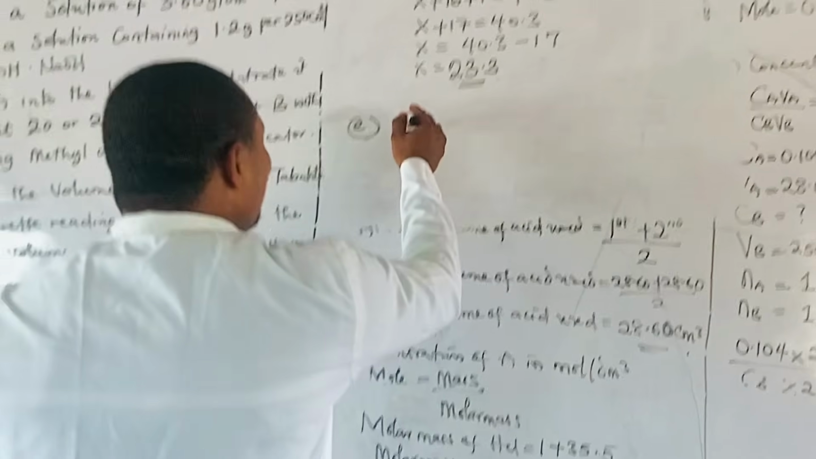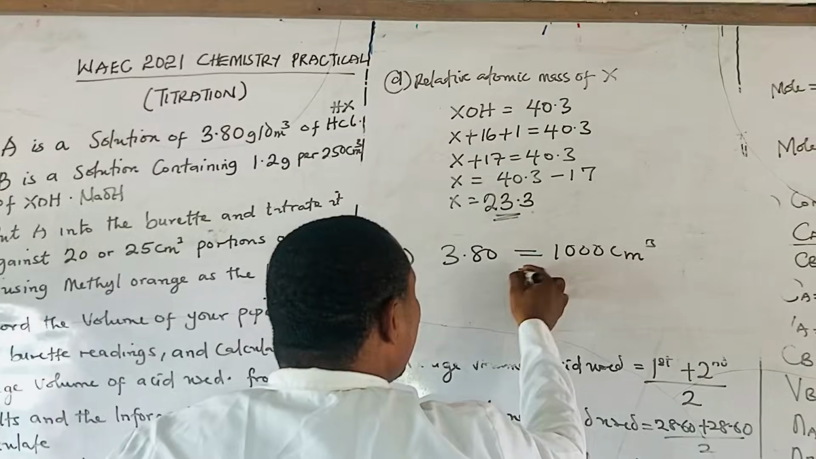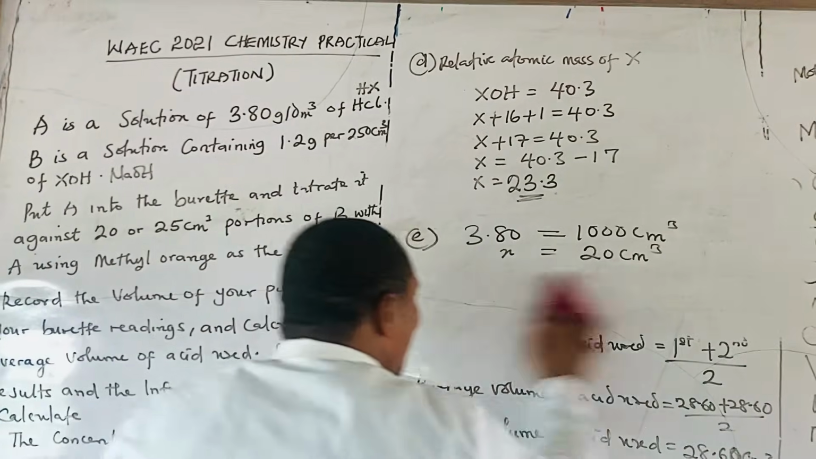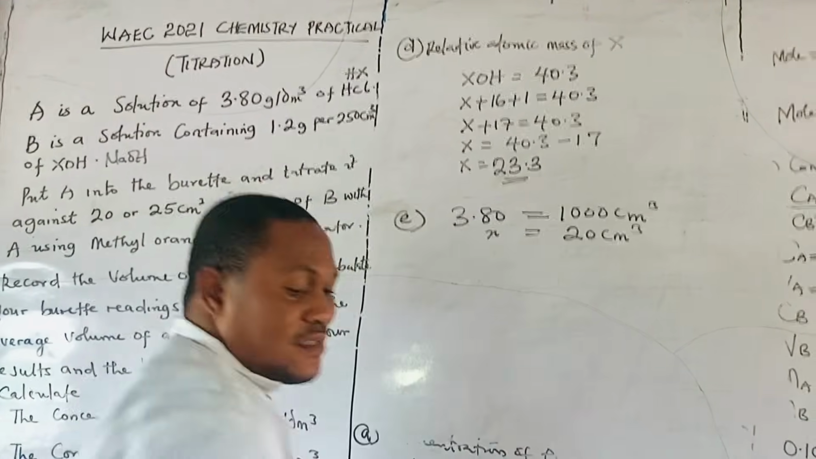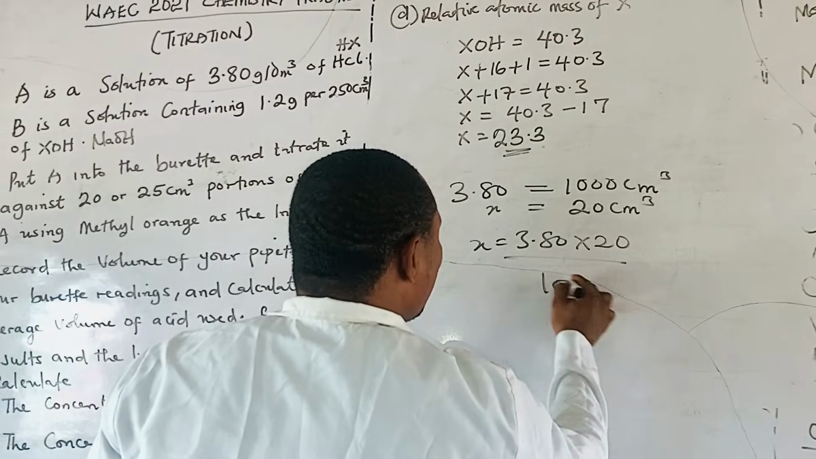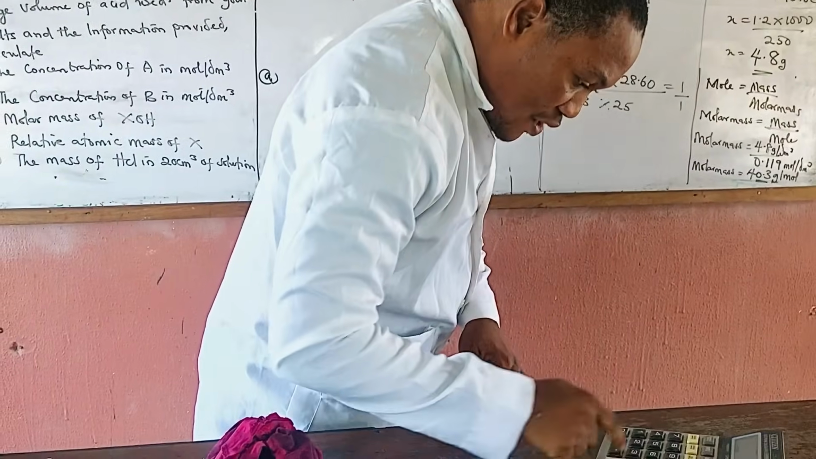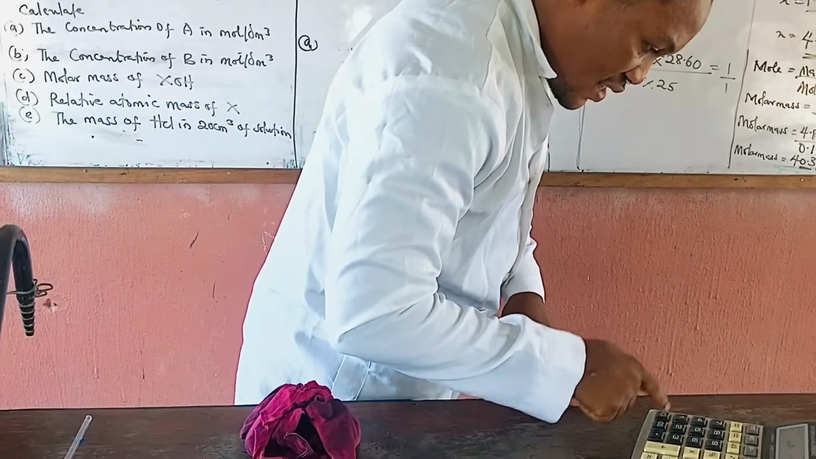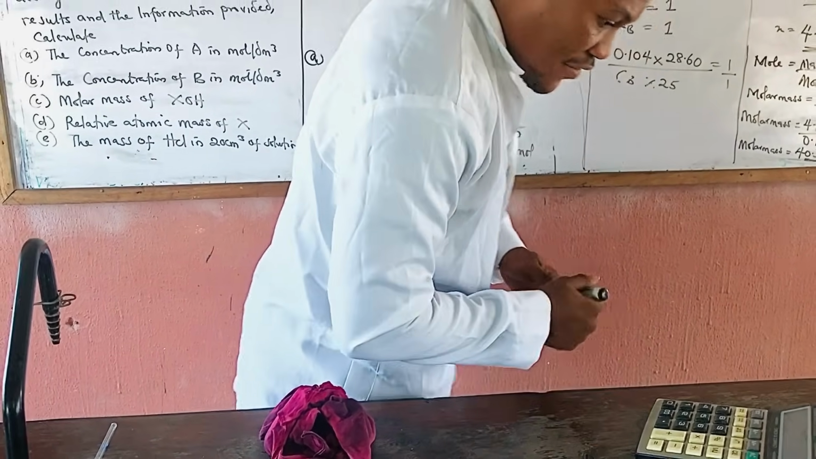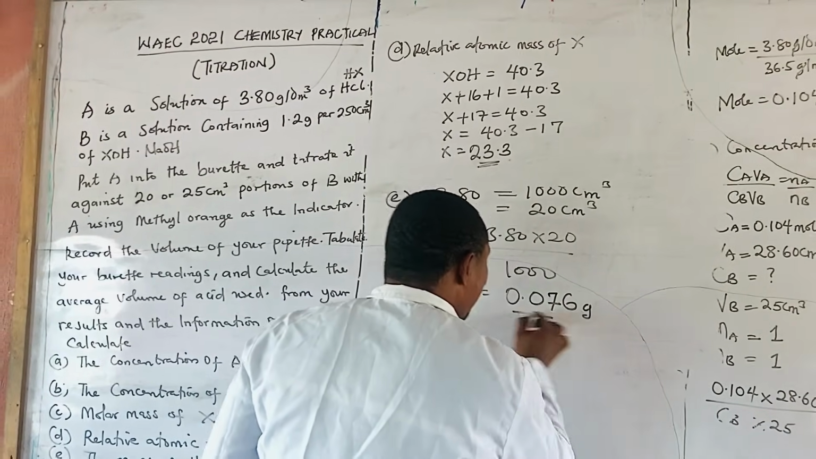Very, very simple. If 3.80 is in 1,000 centimeter cube, then 20 centimeter cube will be X. So from there, we cross multiply. We are going to have X equal to 3.80 times 20 divided by 1,000. So we have 3.80 times 20 divided by 1,000. That's giving us 0.076 gram. I hope you are following.